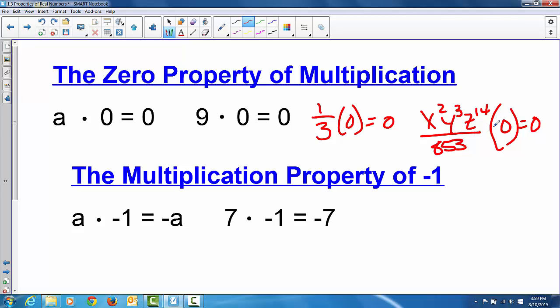Alright, the next one is the multiplication property of -1. All that means is that whenever you multiply by -1, you're going to change the sign of the answer. So if we started out with a positive A and we multiply by -1, then we get negative A as your answer. If we start out with 7 and we multiply it by -1, then it changes it to a -7. What about this? What if I start out with -7 and multiply it by -1? Yes, it changes the sign in the answer. So instead of a -7, it would be a +7. So when you multiply by -1, it changes the sign of the answer.